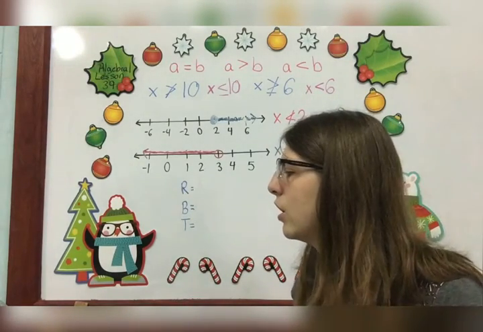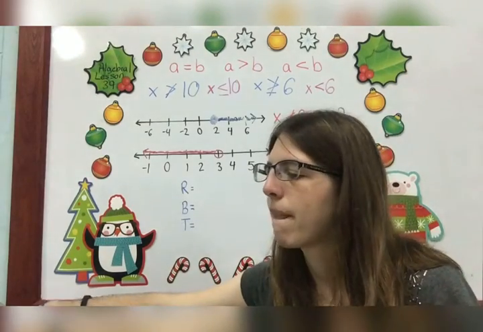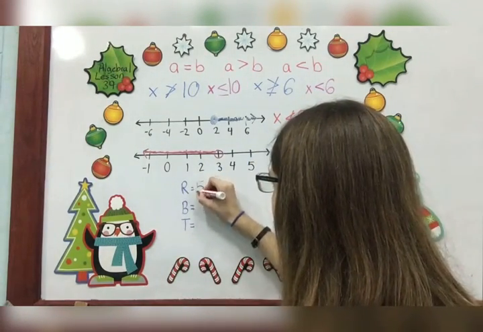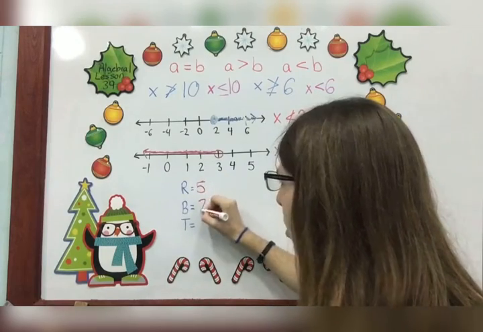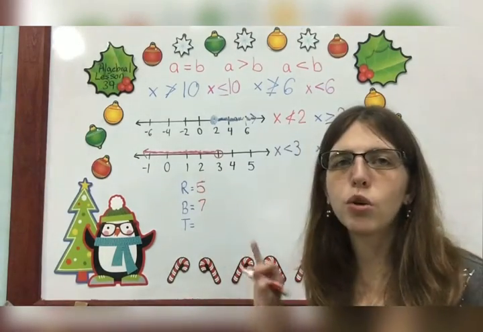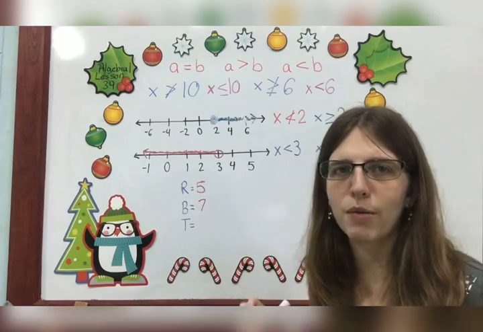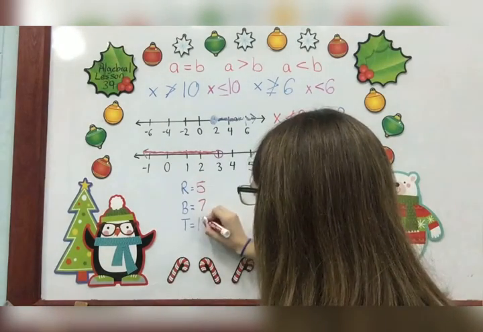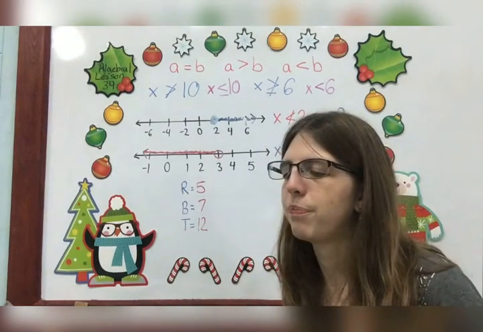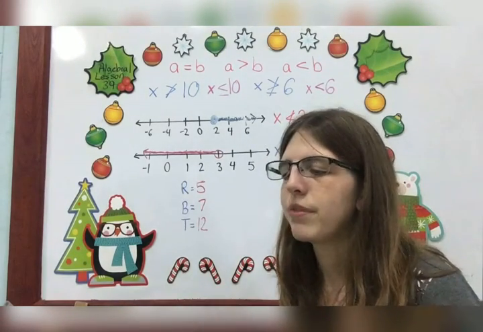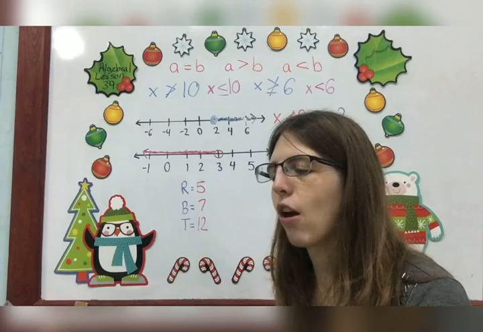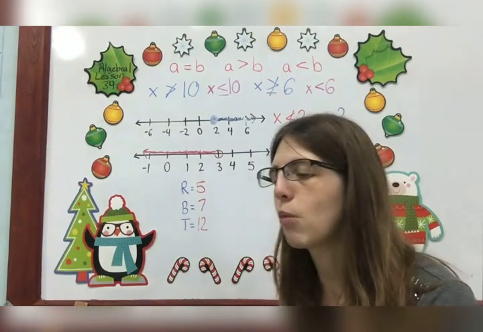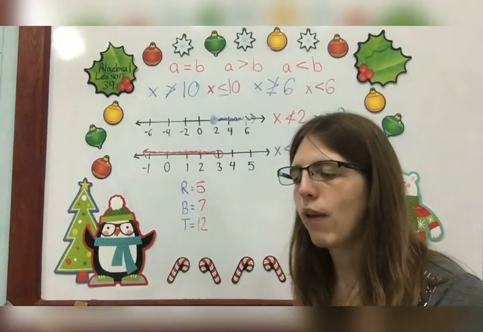Okay? So according to my problem, I have 5 red marbles, 7 blue marbles. So how many total marbles do I have for my ratio? 12 total marbles. Very good. 5 plus 7 is 12. All right. So my problem says if there are 156 marbles in the bag, so that's the total number of marbles, how many are red?